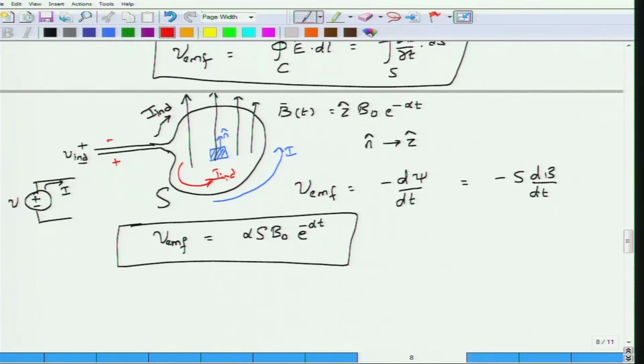However, I know that induced current cannot be in this direction. Why? Because if the induced current is in the same direction as I, then the total magnetic field will add, and that is what we do not want. So the induced current is not in the direction of I, rather it is in the direction opposite to I, so that the magnetic field produced would be going negative, and therefore the total magnetic field would be reduced. So the induced voltage will be positive with the upper terminal as plus and the lower terminal as minus.